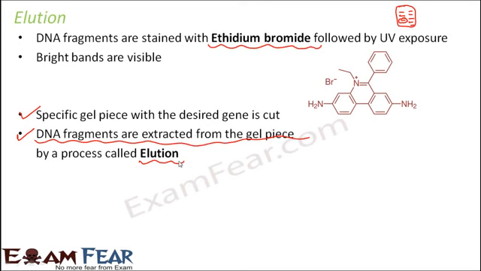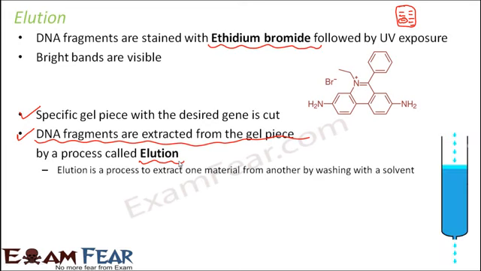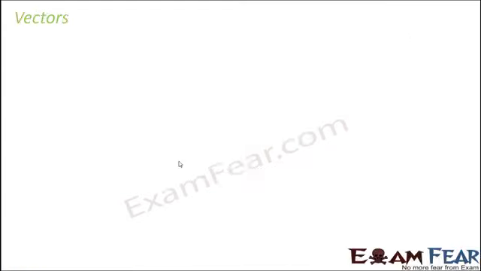So before that, what is the meaning of elution? It is a process to extract one material from another by washing it with a solvent. So let us suppose you have two things which are very much mixed with each other and you want to separate them. So how do you separate? You wash it with a solvent, and that is how you try to extract one material from the other. So here also you do the same thing. The solvent which is used here in this case to separate the DNA fragment from the gel piece is water.